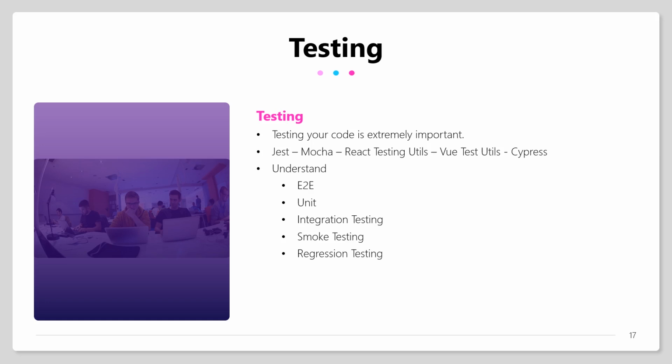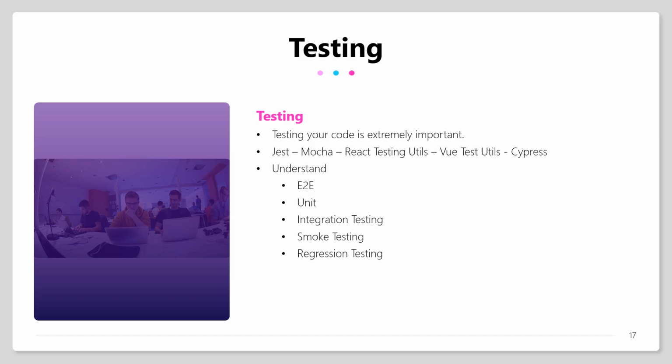Testing. So testing your code is extremely important. Now, there's different ways you can test your code, and this also involves your QA department if you have one. So if you have a quality assurance department, they may be responsible for doing some of these tests as well. But there's modern tools like Jest, Mocha, like React test utils, Vue test utils.